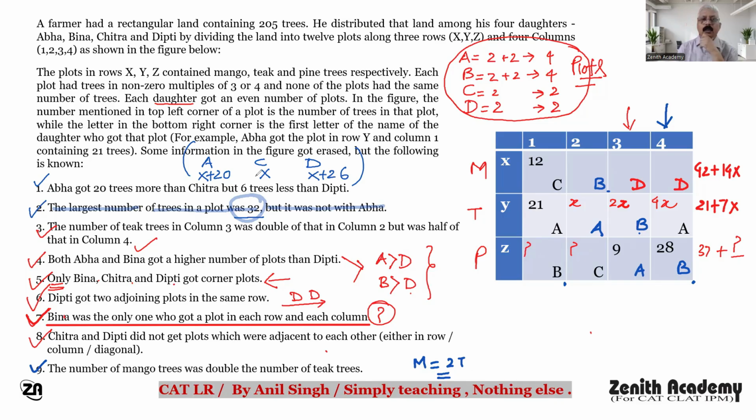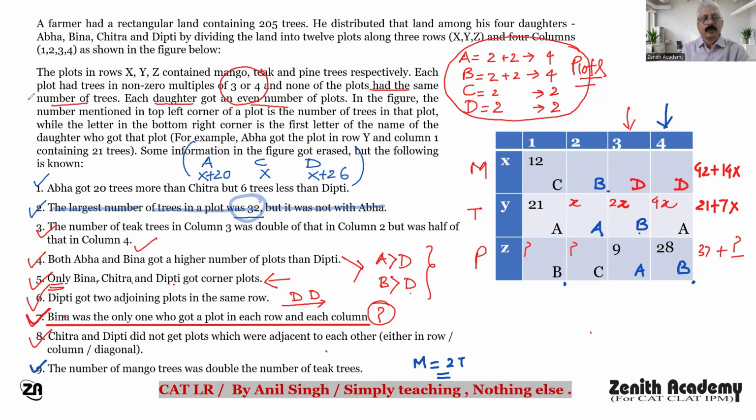Now, one more point which we should not miss: the number of trees are multiples of 3 or 4, and none of the plots had the same number of trees. The plot distribution is over. So the important point is that the number of trees must be a multiple of 3, like 3, 6, 9, 12, etc., or of 4, like 4, 8, 12. And none of the plots had the same number of trees. These two are very important pieces of information for the distribution of trees.